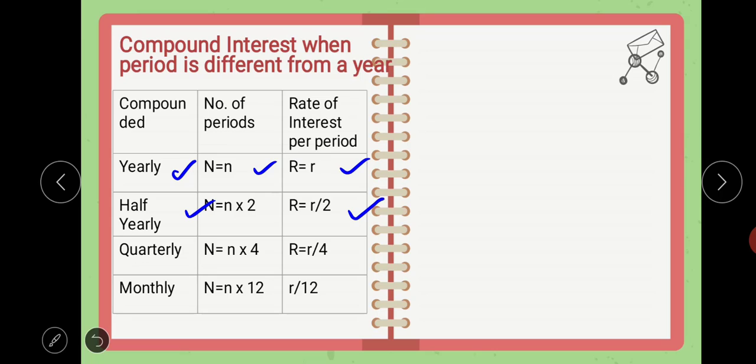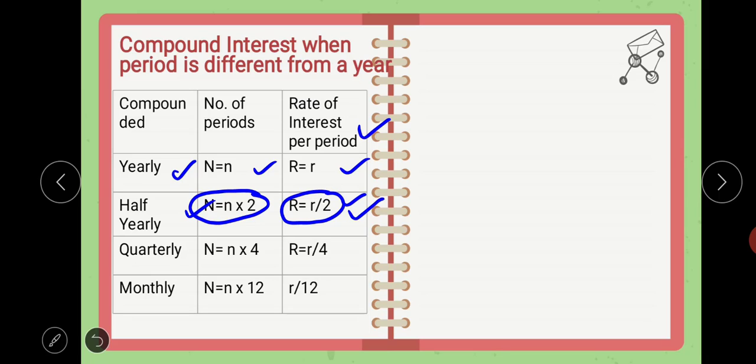Then the rate of interest. Here the rate of interest is percentage per period. So we have to calculate the rate of interest per period. It means in half yearly compounded interest, the rate of interest is percentage per half year. It means we have to divide by 2. So rate of interest divided by 2. Suppose the rate of interest is 10%, so 10 divided by 2, it means 5% per half year we have to take here. It means the value of R and the value of N will be different for compound interest compounded half yearly.